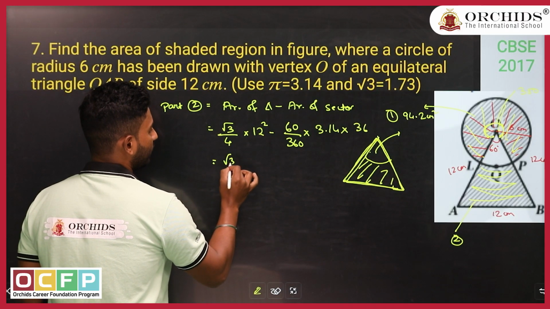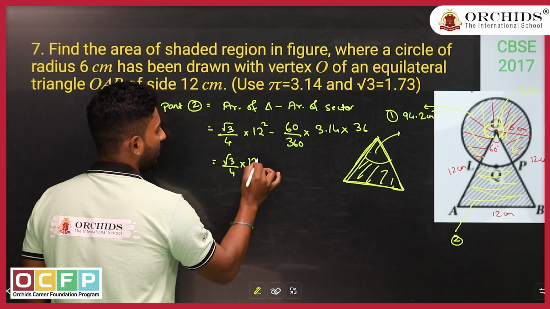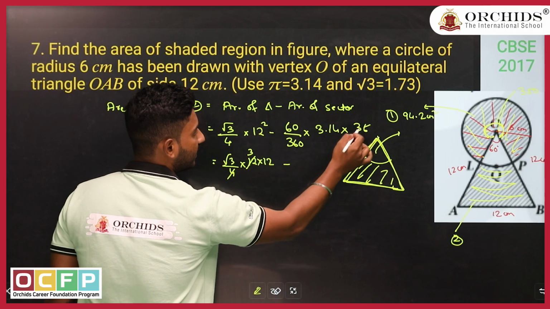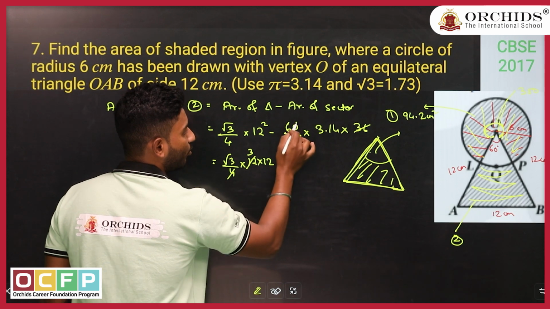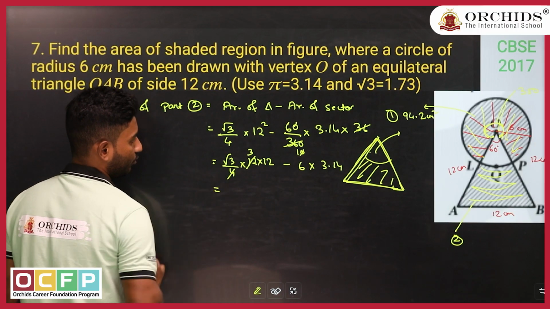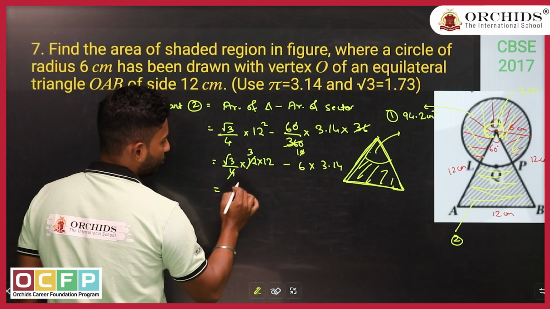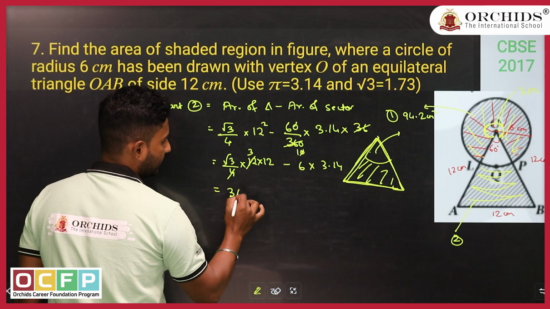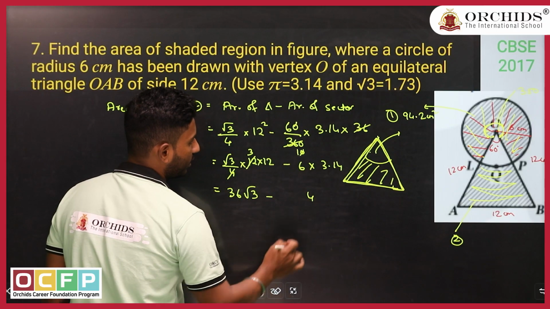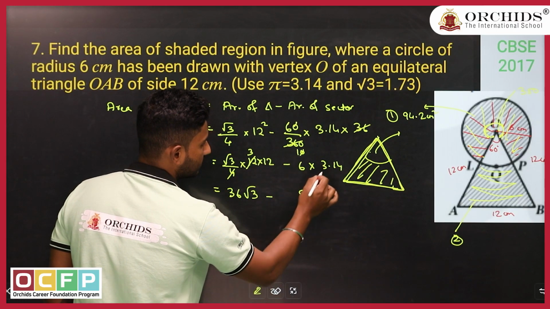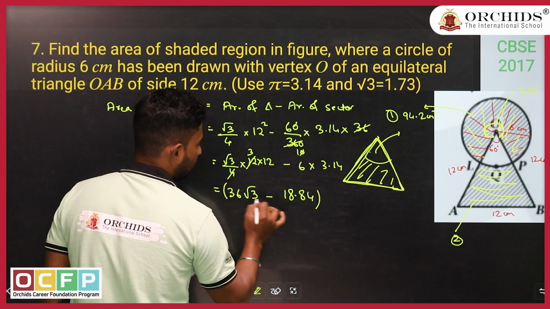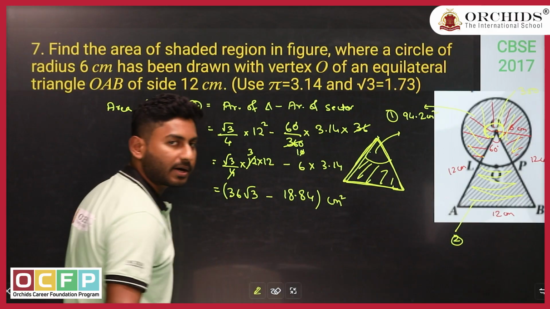Fine. Root 3 by 4 into 12 into 12. 3 this side, 36 gone. 10 and 10 gone. So we are left with 6 into 3.14. So this part becomes 3 into 12, 36 root 3. And this part becomes 18.84. So here is the area of the second part.